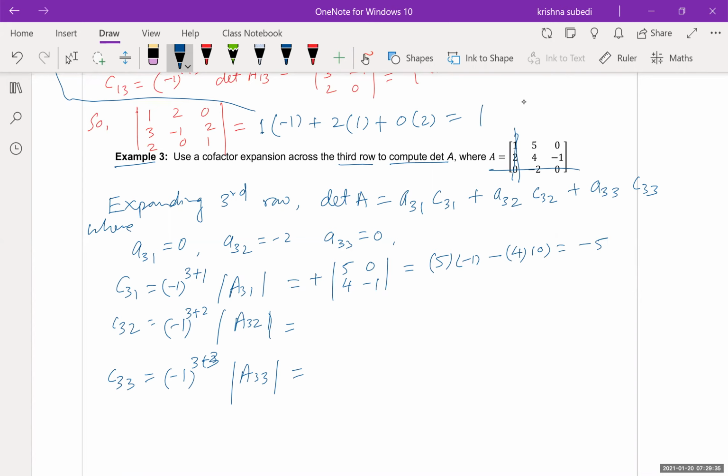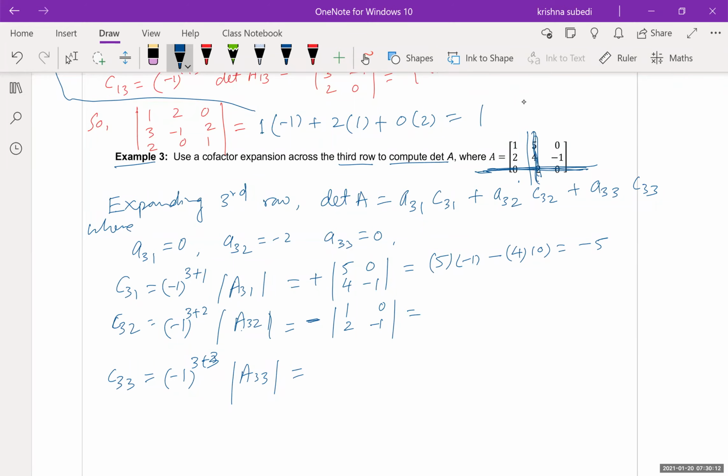And let us calculate the cofactor C32, which is -1 power 5, which is negative. And then the A32. So A32 means you delete the third row and second column. Delete this third row, and then second column. Whatever is remaining, you write it down. So the remaining is 1, 0, 2, -1. And you can calculate that by yourself.